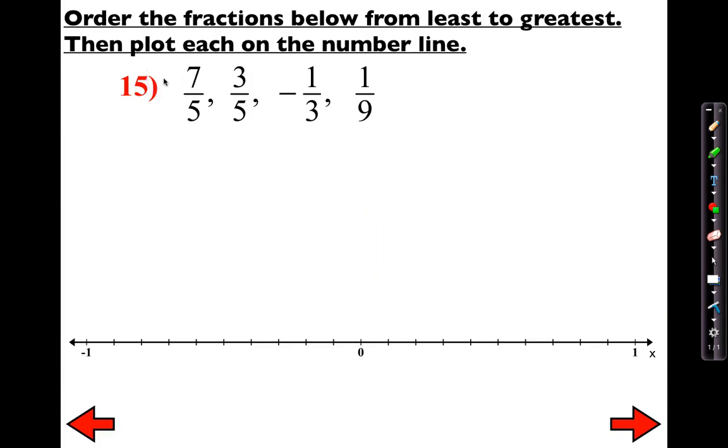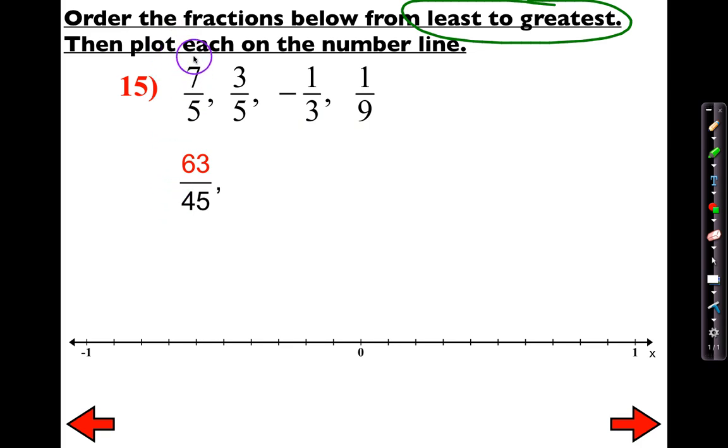Now the instructions say to order the fractions below from least to greatest, then plot on the number line. So the very first thing I want to do in order to order them from least to greatest is I want all of them to have the same denominator so I can quickly assess what's the smallest, what's the greatest.